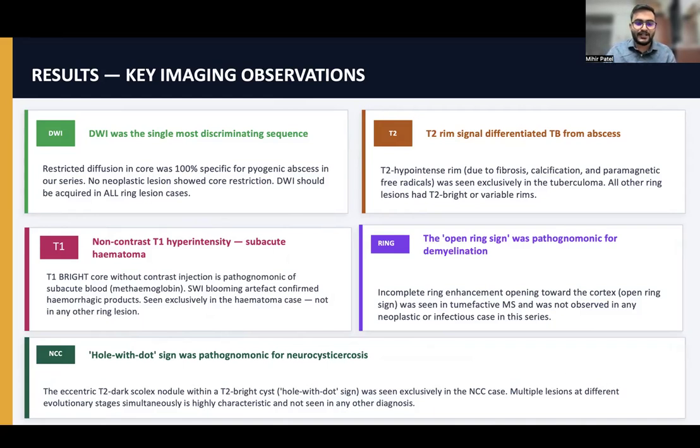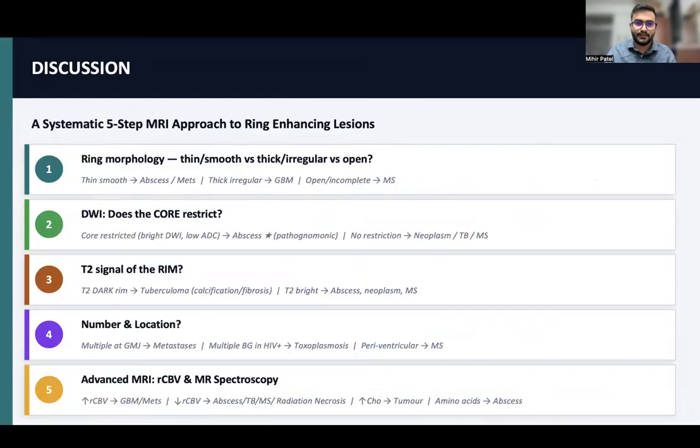The eccentric T2 dark scolex nodule within a T2 bright cyst was seen exclusively in the NCC case. Multiple lesions at different evolutionary stages simultaneously are highly characteristic and not seen in any other diagnosis.